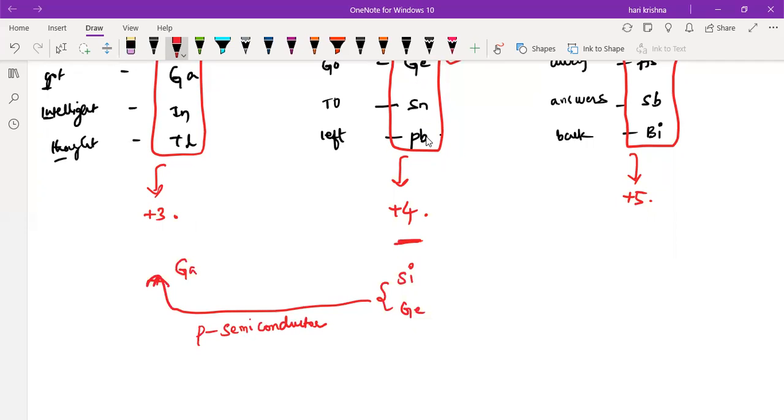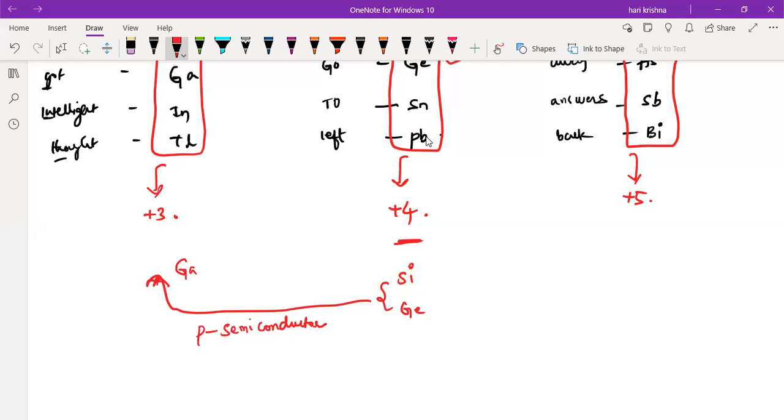In the case of group number 14, we have 4 valency electrons. In the case of group number 13, we have only 3 valency electrons. So due to deficiency of one valency electron, it will cause the P type of semiconductors. P is nothing but positive. So the increase in the conductivity of the semiconductors due to the positive charge is called P type of semiconductors.